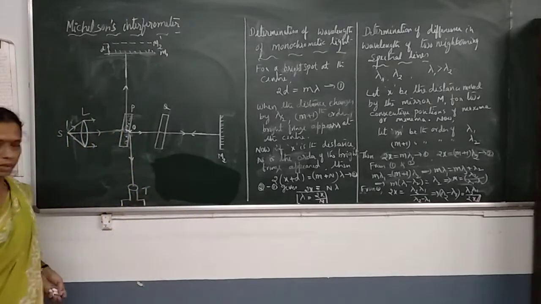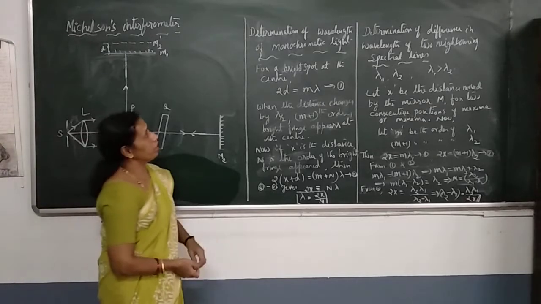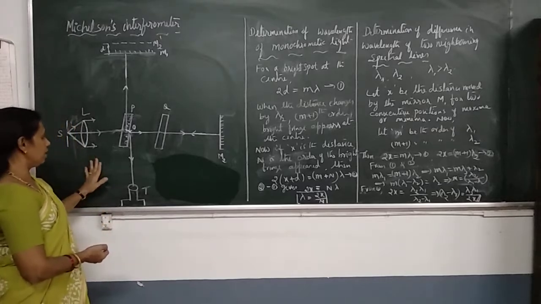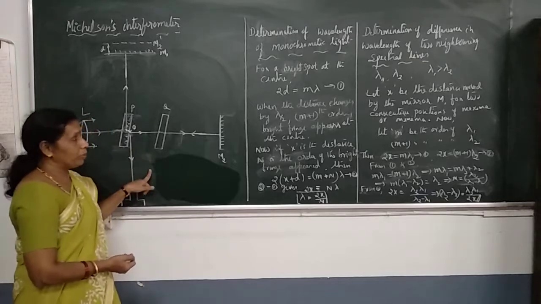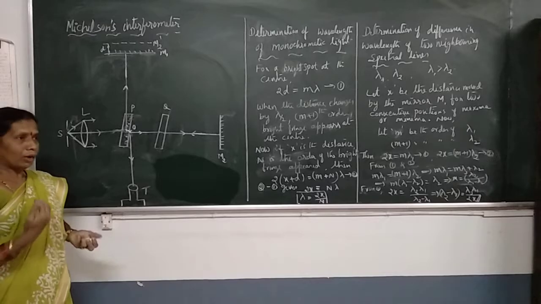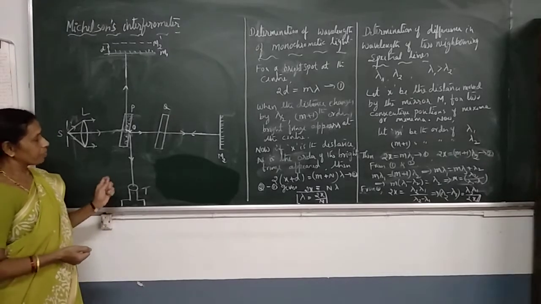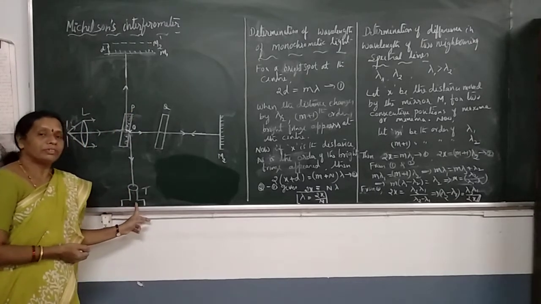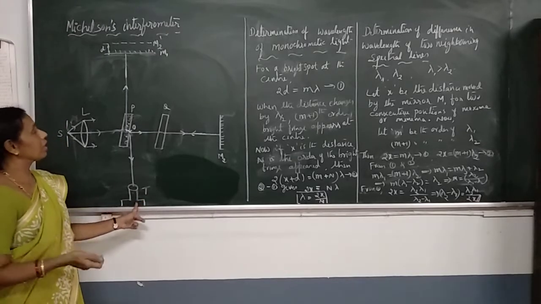So here, what is the use? The first application is determination of the wavelength of a monochromatic source of light. Using the fringes produced in this Michelson's interferometer, we can determine lambda. How is lambda determined? The procedure is, first of all, in the setup we observe the circular fringes consisting of alternate bright and dark rings.